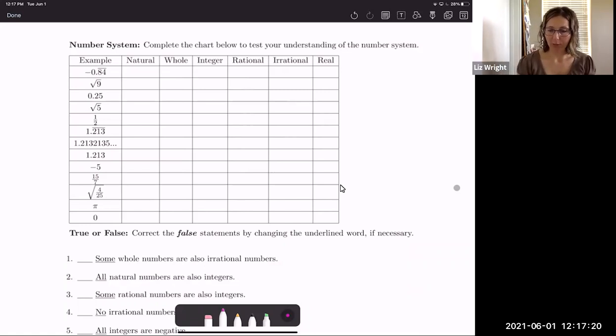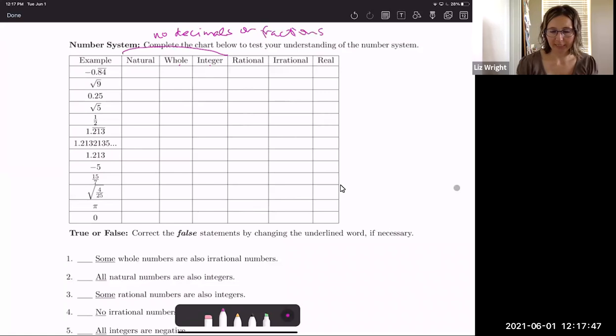It says complete the chart below to test your understanding of the number system. So it's asking, is negative 0.84 repeating? Is that a natural number? No, there's no decimals, no fractions. Same thing with whole. No decimals, no fractions. Same with integers. There are no decimals in any of these first three categories. No decimals or fractions. Maybe that would help.